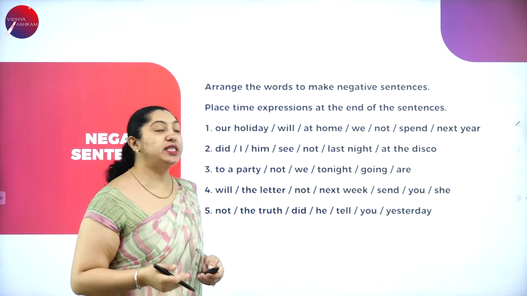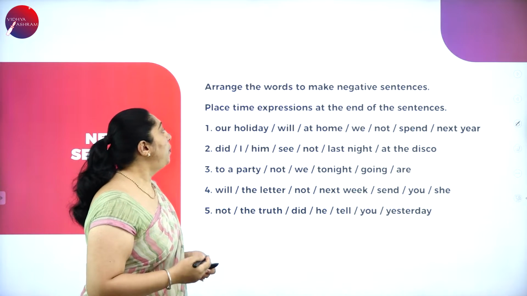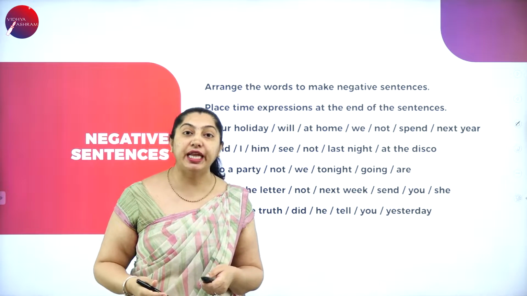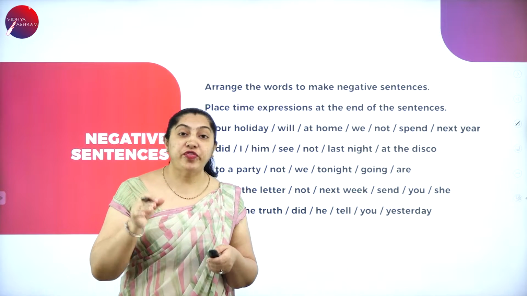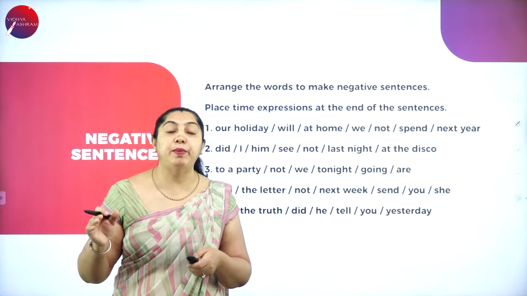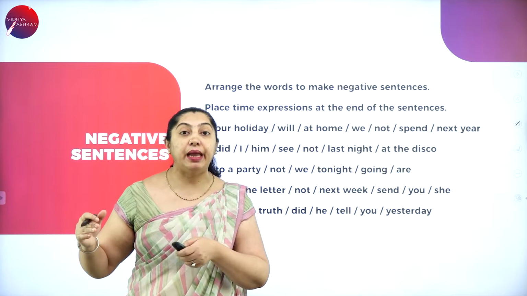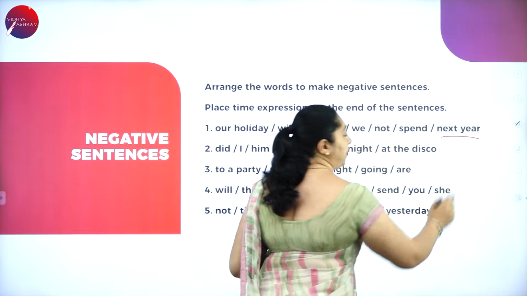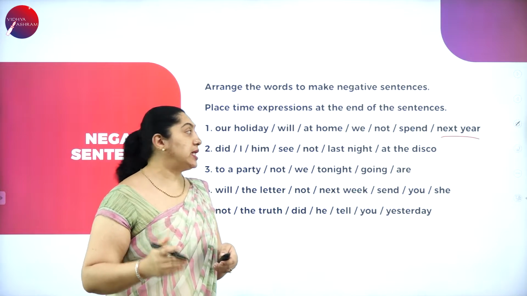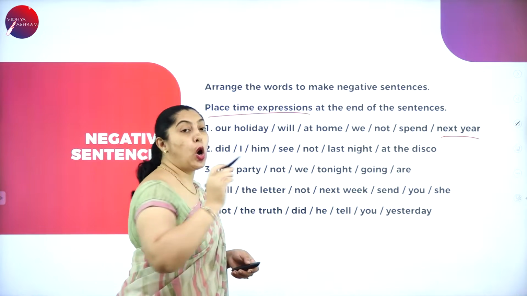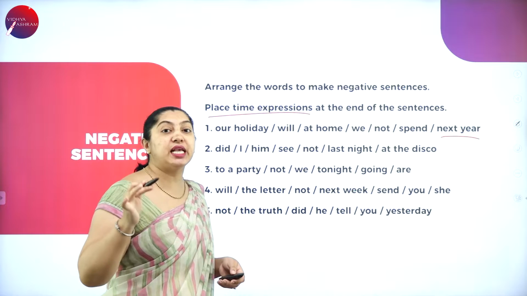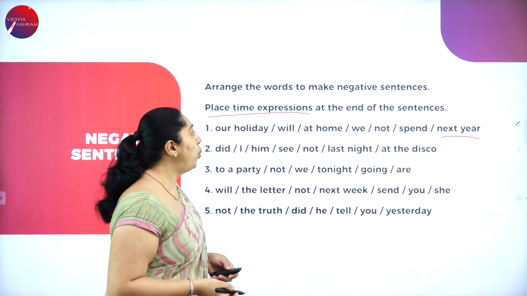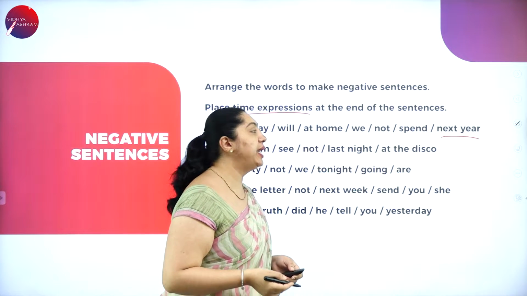Arrange the words to make negative sentences. So, place time expression at the end of the sentences. When you frame the negative sentence, what happens? A fixed time. When you speak about the time, the particular time mentioned, all the time, everything comes at the end of the sentence. See here, next year. So, it refers to the time. So, I say that place time expression, all this will come at the end of the sentence in the negative sentences. Let's see here. Our holiday will at home we not spend next year.